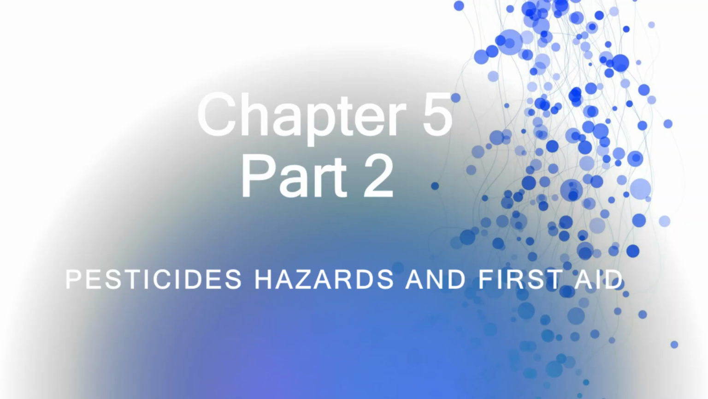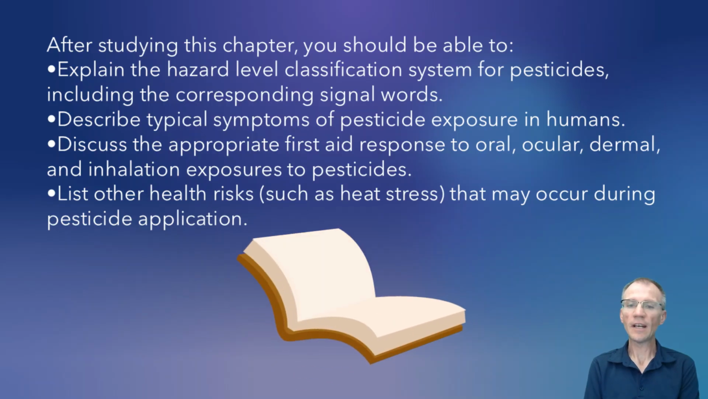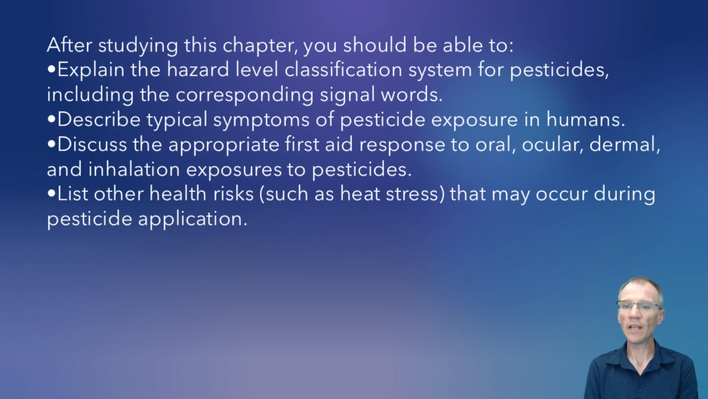Today's course is titled Chapter 5, Part 2, Pesticides, Hazards, and First Aid. After studying this chapter, you should be able to: 1. Explain the hazard level classification system for pesticides, including the corresponding signal words. 2. Describe typical symptoms of pesticide exposure in humans. 3. Discuss the appropriate first aid response to oral, ocular, dermal, and inhalation exposures to pesticides. And finally, list other health risks, such as heat stress, that may occur during pesticide application.